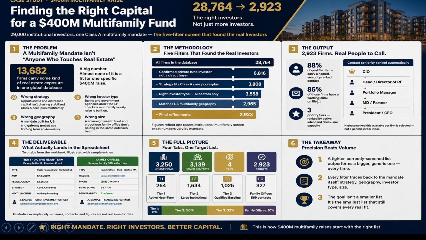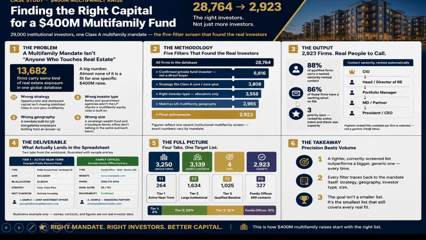88% of them had a senior contact. Generally, the database does have a number of contacts per firm, but in this particular case, we really want to look at CIOs, heads, directors of real estate, portfolio managers, MDs, partners, presidents, CEOs. So we're going after the top tier.